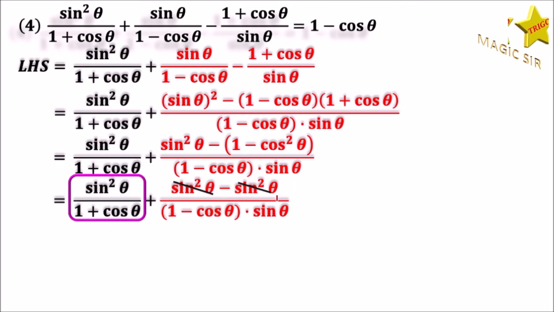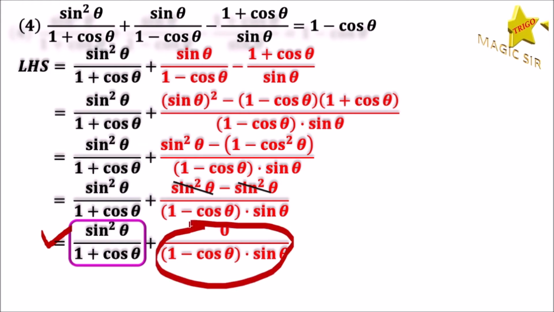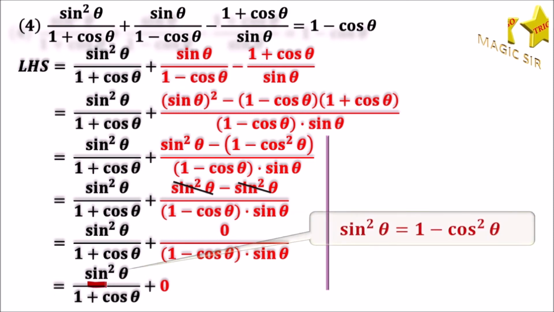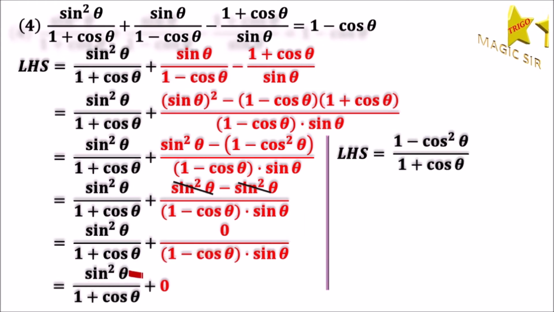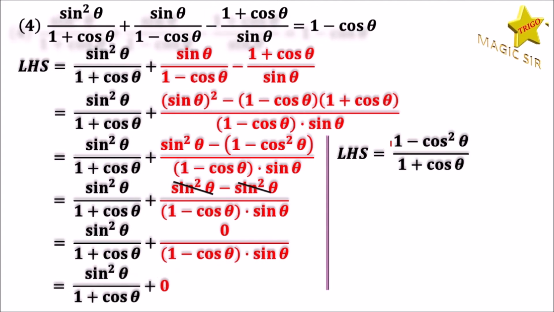Therefore, LHS is equal to sin square theta upon 1 plus cos theta plus 0 upon 1 minus cos theta into sin theta, which is equal to 0. That is, LHS is equal to sin square theta upon 1 plus cos theta. Again, recall the identity sin square theta equal to 1 minus cos square theta. Therefore, LHS is equal to 1 minus cos square theta upon 1 plus cos theta.